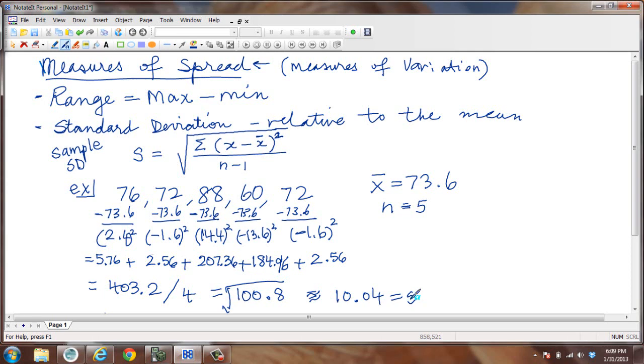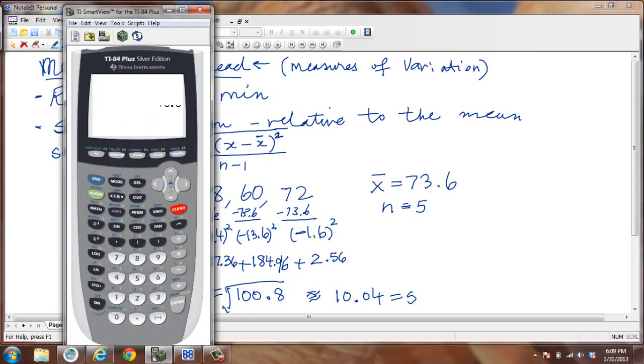So you can see it's a long drawn out process. It's so much easier to do this on the calculator. Okay, so let's go to the calculator. And first thing we're gonna do is put this data into the calculator. So I'm gonna go to the list, stat, edit. And let me just put these data values into the list.